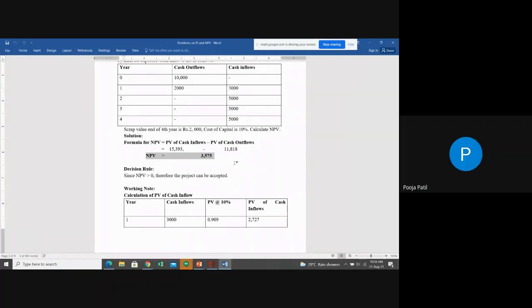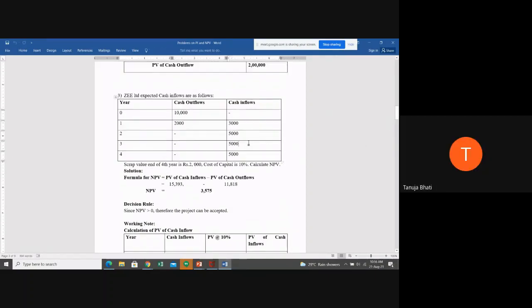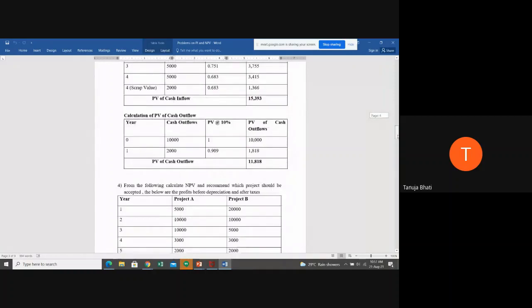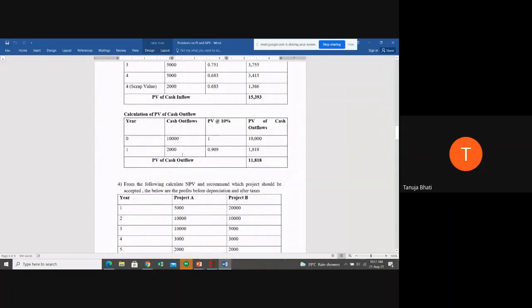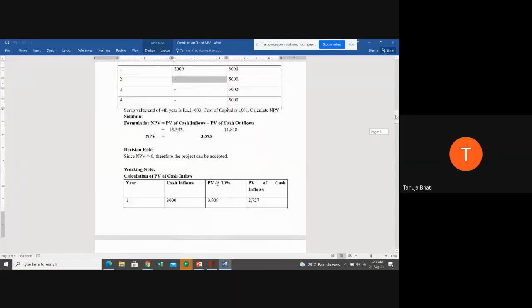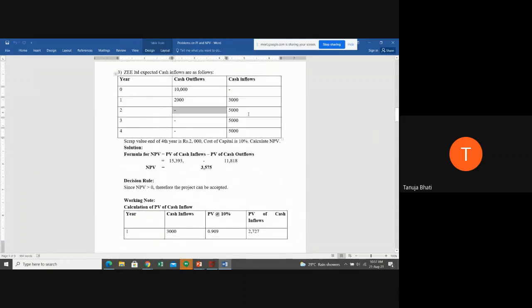Accepted. Now, did everyone understand this particular problem? Yes, ma'am. Solve PV of cash inflows separately, PV of cash outflows separately. Suppose even in year 2, there was an outflow of 7,000. What you would do, just simply in this working note, you would write year 2 7,000, take the factor of year 2 at 10%, multiply it and add it to this. That was the only change you would have done. So separately do calculations for outflow as well as inflow.